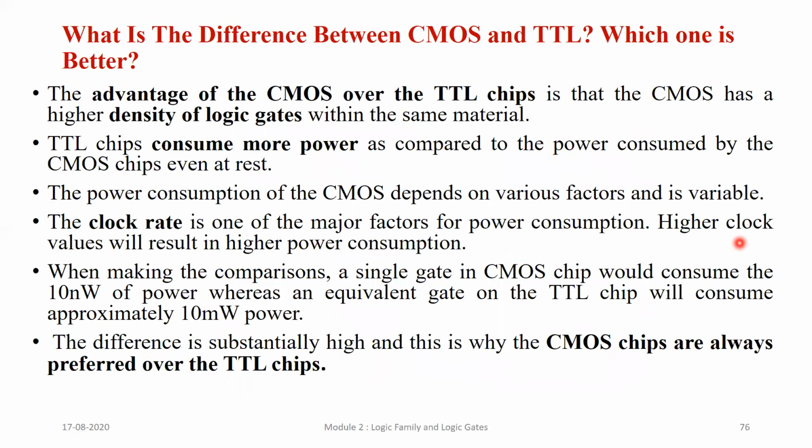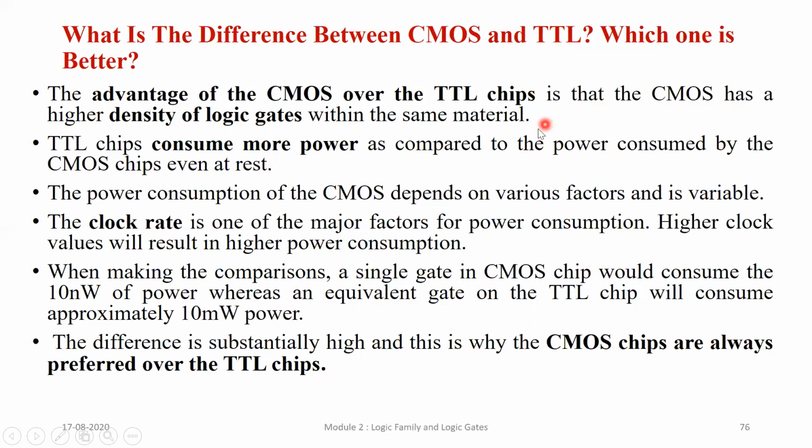Okay. Now why CMOS and what is TTL? This is something, and which one you will go for. Like this is a question: students, in our lab we give TTL ICs to do practicals. That's why we go with TTL. That is not the answer. Both have advantages and disadvantages. So the advantage of CMOS over TTL is CMOS has a higher density of logic gates within the same material.